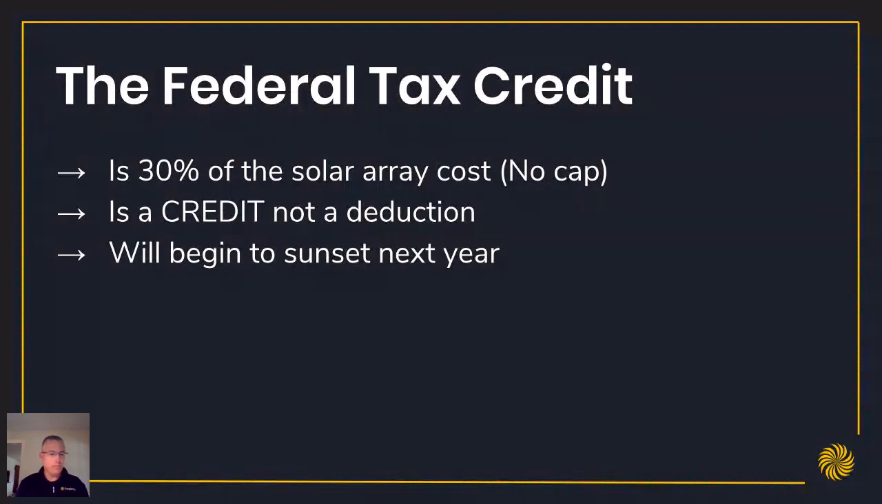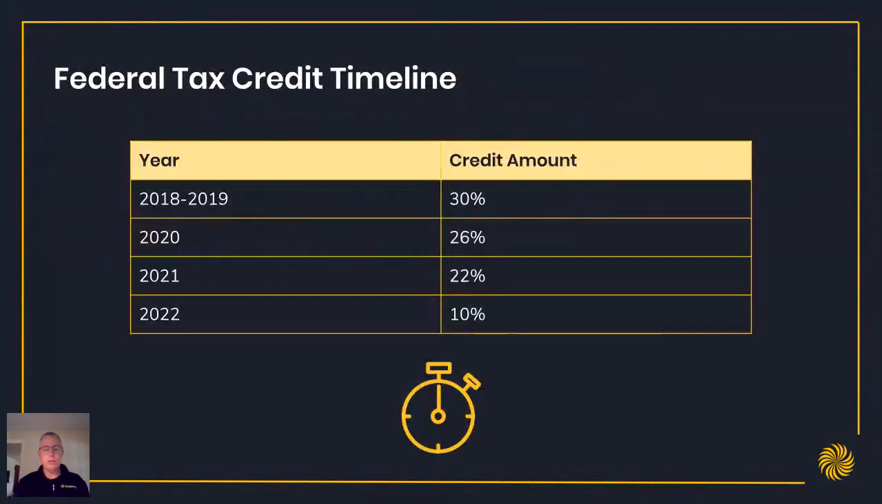The credits will begin to sunset next year, and we've got a table here that kind of explains that further. So this year, 2018, and next year, 2019, the credit remains at 30%. In 2020, that federal tax credit will drop to 26%. In 2021, it's going to fall to 22%. And then in 2022, we'll see that federal tax credit drop to 10%. And the stated plan, anyway, is that 10% federal tax credit will continue on indefinitely.